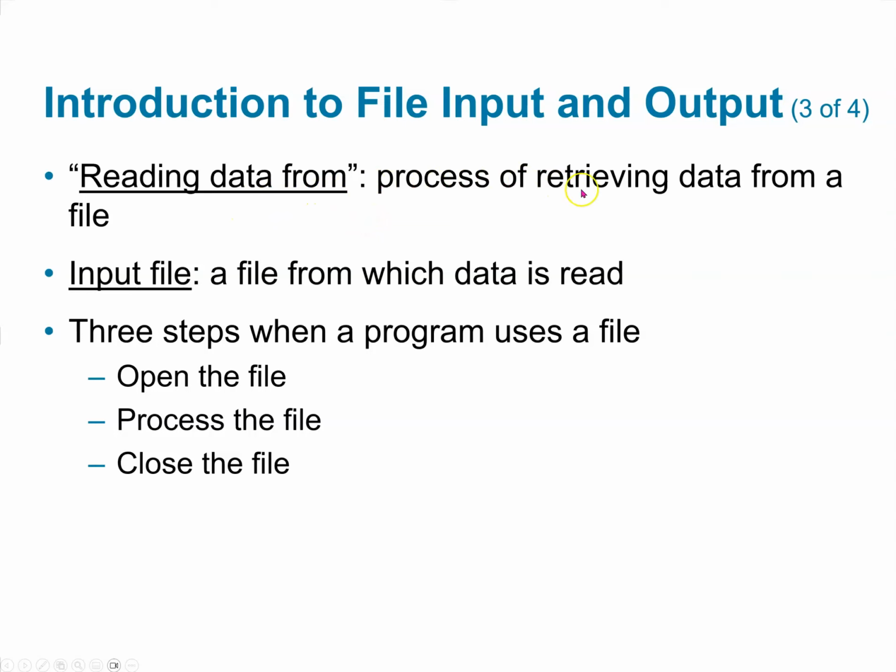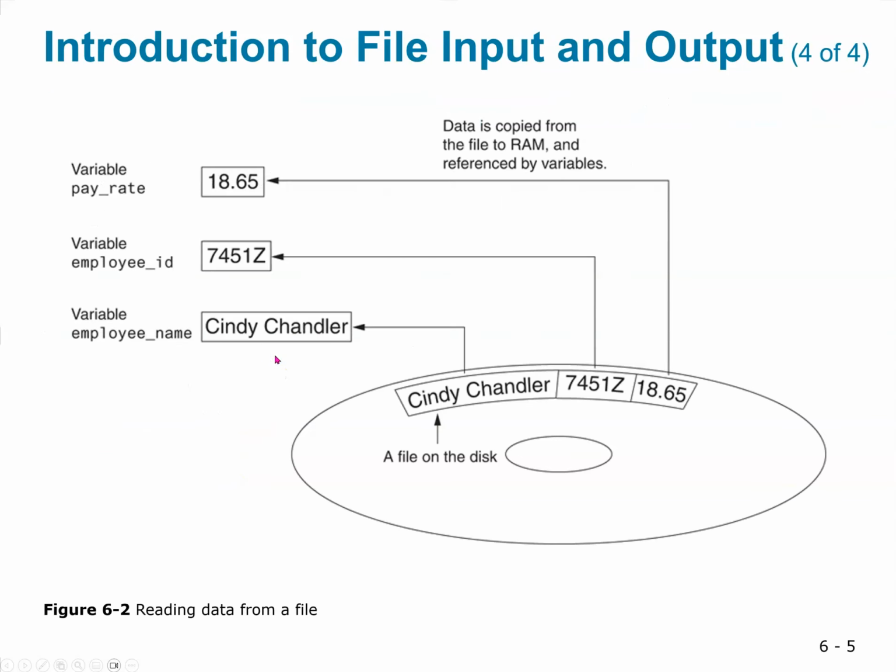Reading data from a file is the process of retrieving data from it. An input file is a file which data is read from. So there are 3 steps when a program uses a file: open the file, process the file, and close the file. If we don't close the file, we will run into the operating system limits, so we can't open it anymore. Similarly, just like the input, the output pulls data from the disk.